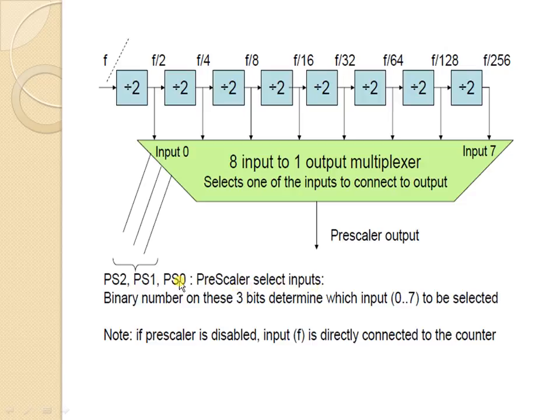Now these bits are present inside the option register. So by programming these registers, I can select any one of these clocks as an input or as an output of this multiplexer. So let us see how to program these bits and how to select any one of these clocks.